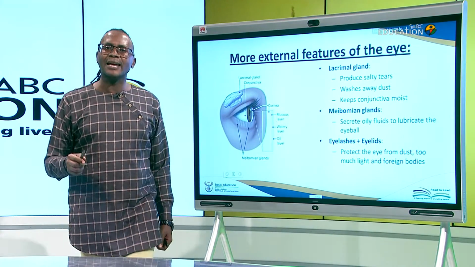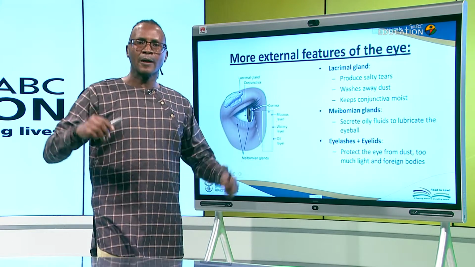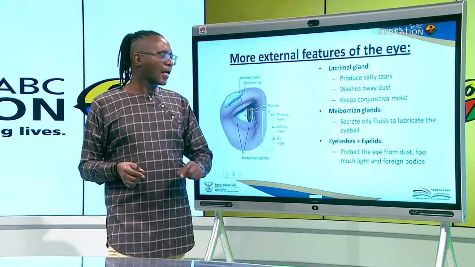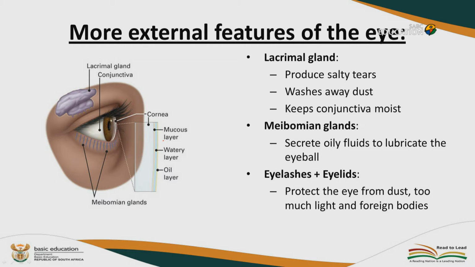We also have eyelashes, even though ladies and gents these days tamper with them, but eyelashes and eyelids protect the eye from dust and foreign objects that can enter the eye. So these are very important. That is how your eye or my eye is protected.